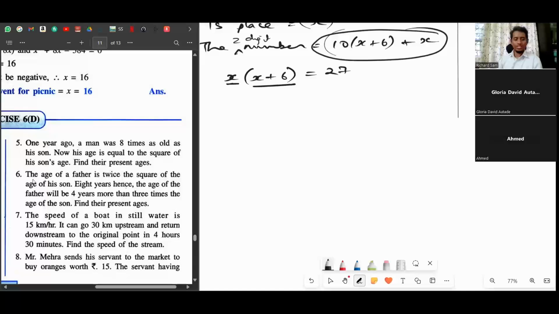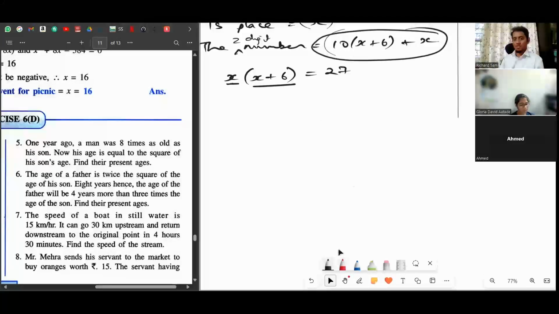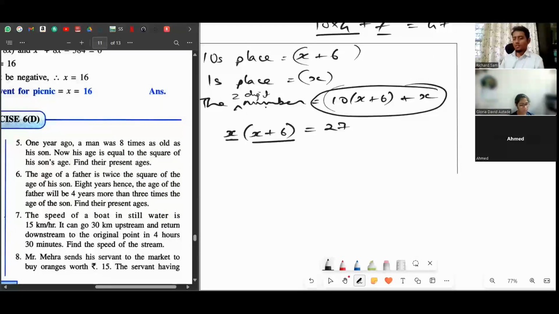Okay, the next question is in 6D, question 7. Again, a different type of question here. These are all rare questions. Rare meaning you don't have so many of that type of questions. See, like age questions, we have a lot of them. Speed questions, we have a lot of them. But like money, there is one or two only. Even this two-digit number thing, there's only one I found in the whole chapter. There used to be one more, I can't see it now. So these questions are very rare. If they come, you need to know how to do them.